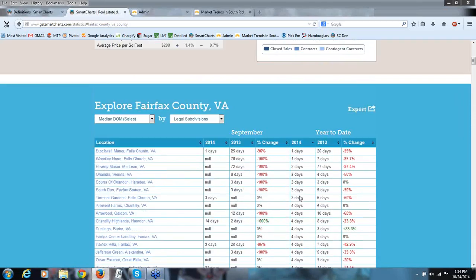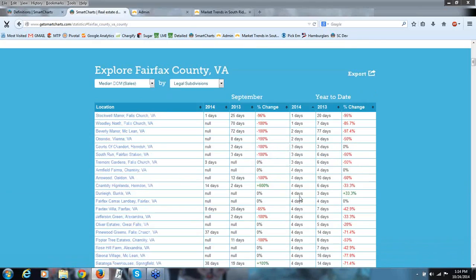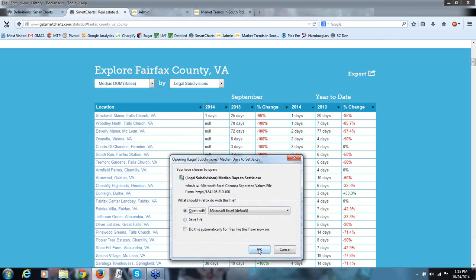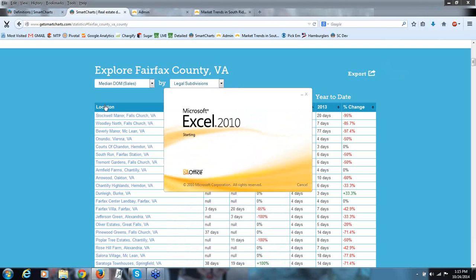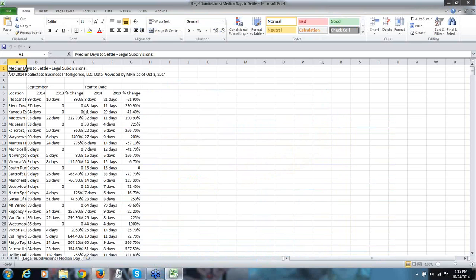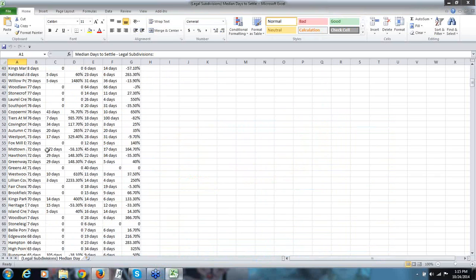All of these, it's sort of an ugly, huge list of subdivisions. You might want to stick at the city level or zip code level, but however you have this viewed, I can then export that into Excel and from there do any other charts or further manipulation, if I'm big on Excel.